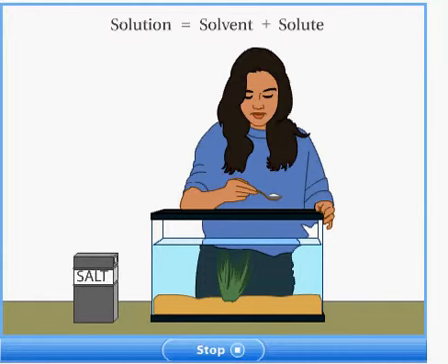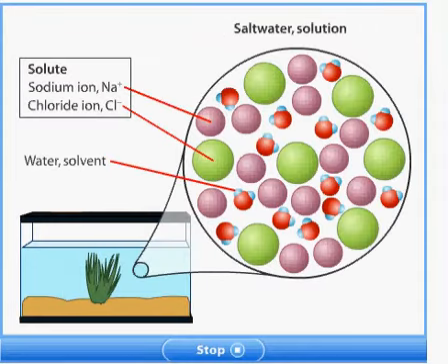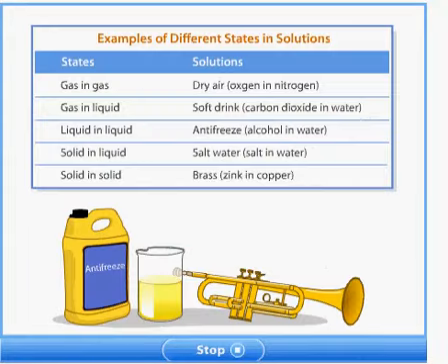Here, the girl is dissolving salt into water to make the solution for a saltwater aquarium. In this example, salt is the solute and water is the solvent. Salt water is a homogeneous mixture containing sodium and chloride ions and water molecules uniformly distributed throughout the solution. This table shows examples of other combinations of solutes and solvents. In each case, the substance with greater volume is designated the solvent.